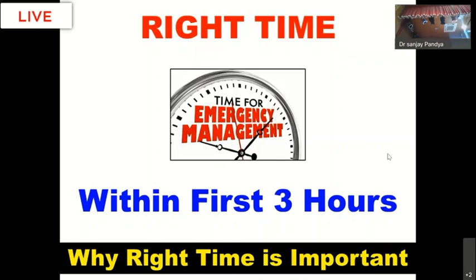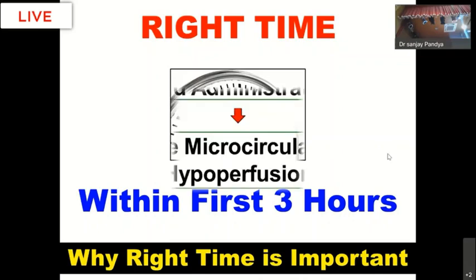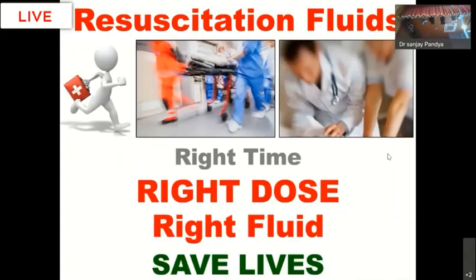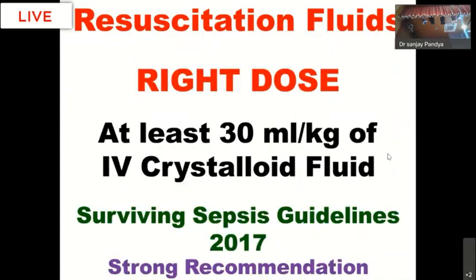Now, why is the initial 3 hours right time important? Because longer the delay, microcirculatory hypoperfusion carries risk of organ damage, and then subsequently once organ is damaged, we end up in trouble. So a right time, and then comes the right dose. That is, how much fluid should be given?